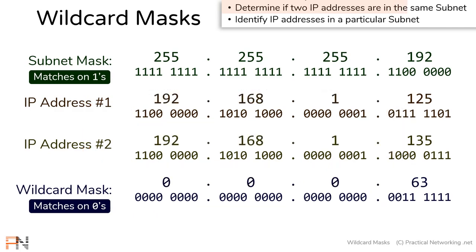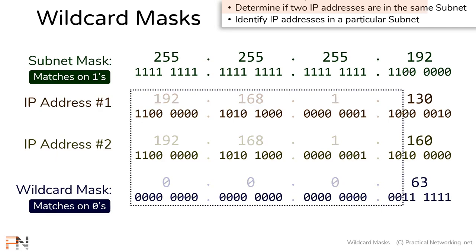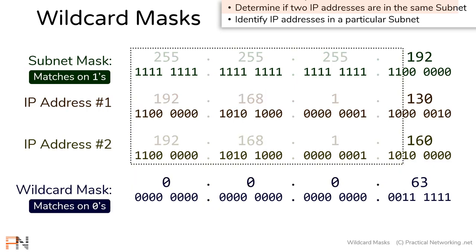So let's change our IP addresses a bit. Let's change them to .130 and .160 and run the same test. We'll start with the wildcard mask. Let's look across all the zeros and see if we have a match across each of our zeros. With these 2 IP addresses, it appears that we do have a match across all of those bits, which tells us these 2 IP addresses are indeed in the same subnet. We could have again done the exact same thing with a subnet mask by comparing the ones. One way or another, the process is the same. You can use a subnet mask or a wildcard mask to determine if 2 IP addresses are in the same subnet.